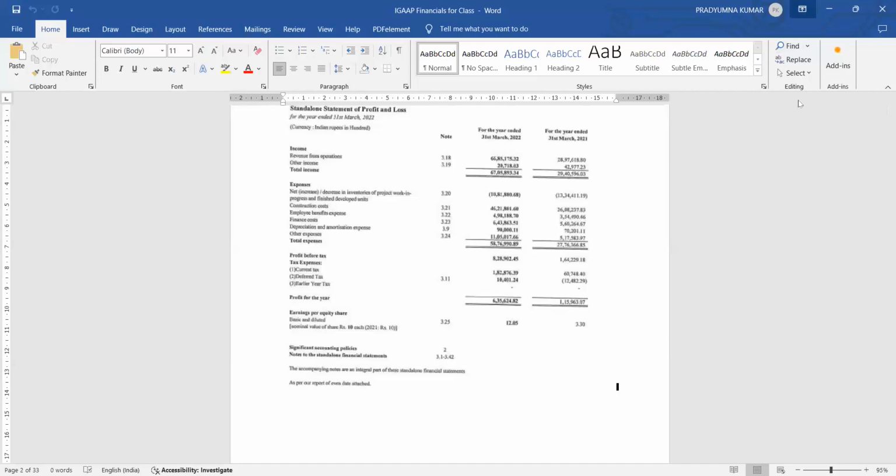Yeah, you are able to see the balance sheet, right? Word document.